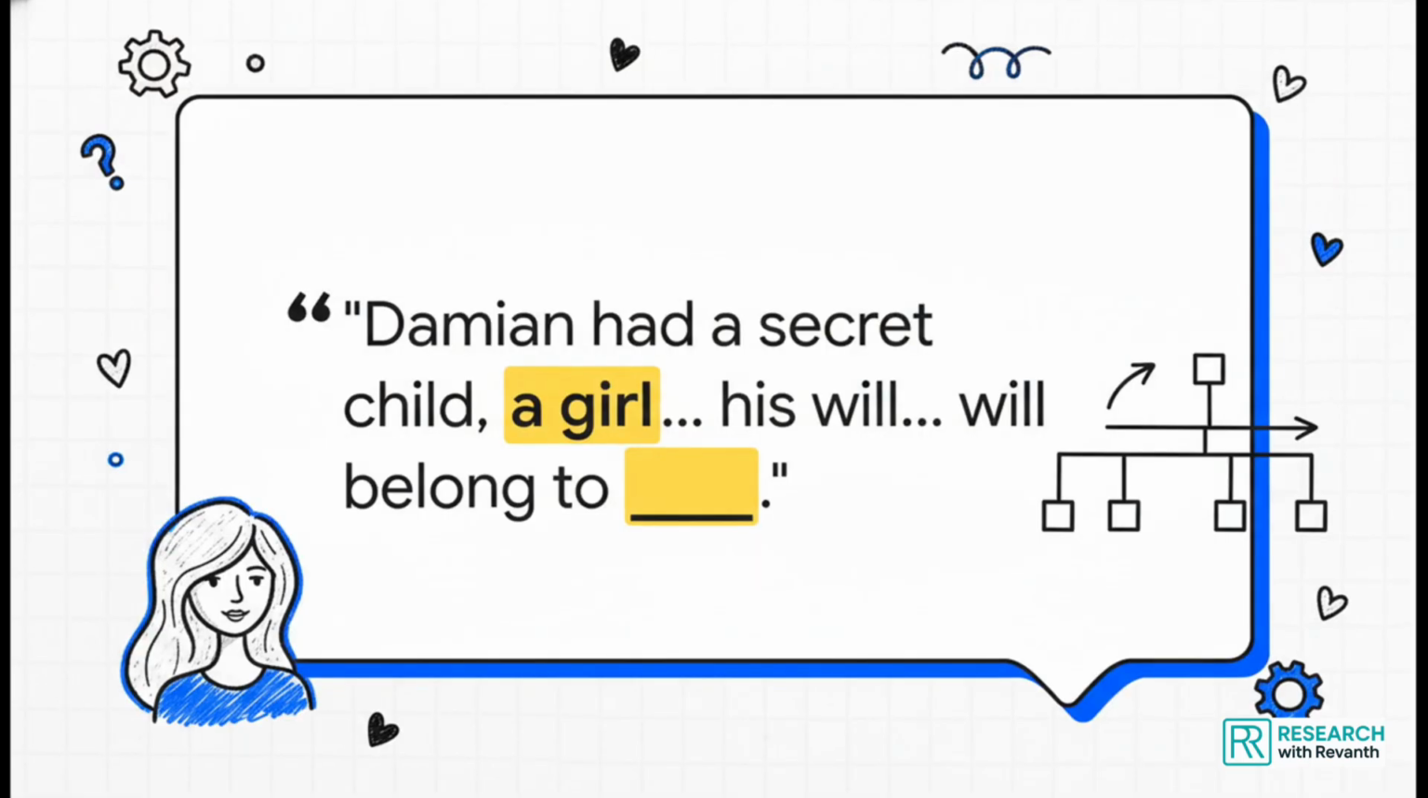Okay, but here's the real test. Context. Look at this sentence. Damien had a secret child, a girl. His will belong to who? What goes in that blank? It's got to be her, right? But why? Because of the word girl, which appeared way earlier in the sentence. How does a machine, just looking at the last few words, figure that out?